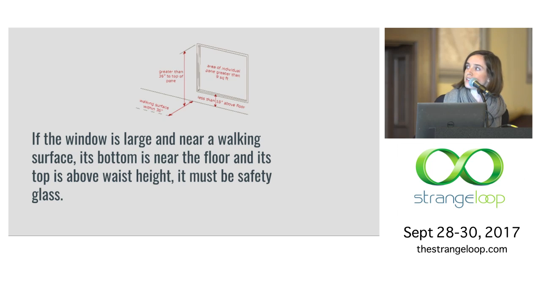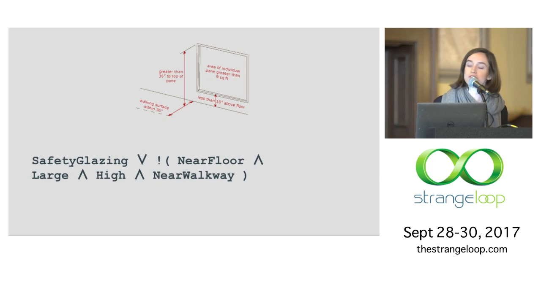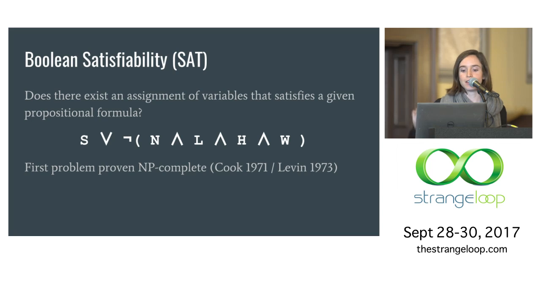This doesn't necessarily exactly look like a disjunction to you, but if we rephrase it a little bit, we see that it's either safety glazing or it doesn't meet these other criteria. So this looks a lot like a problem that may be familiar to us as computer scientists, Boolean satisfiability. Does there exist an assignment of variables that satisfies a given propositional formula? This is the first problem proven to be NP complete by Cook in 1971 and then Levin again in 1973 independently. So it's received a fair amount of attention for that reason.